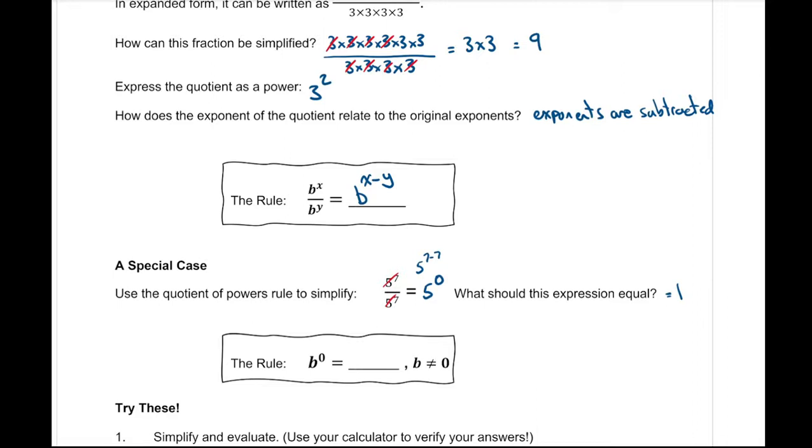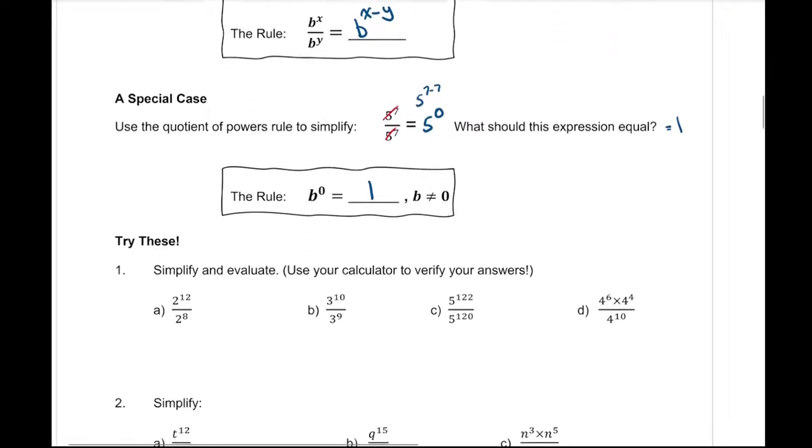So the rule, when I have b to the power of 0, or basically any base to the power of 0, it's always going to equal 1. I just have to be careful though that I'm not using a situation where I have 0 to the power of anything. So as long as b is any number but 0, when it's to the exponent of 0, it equals 1.